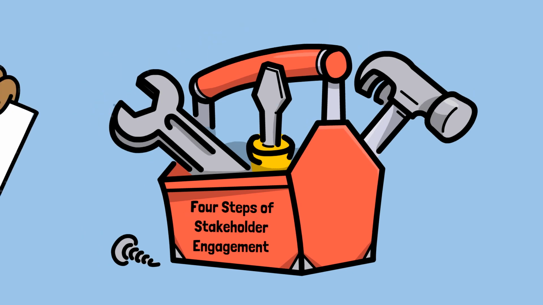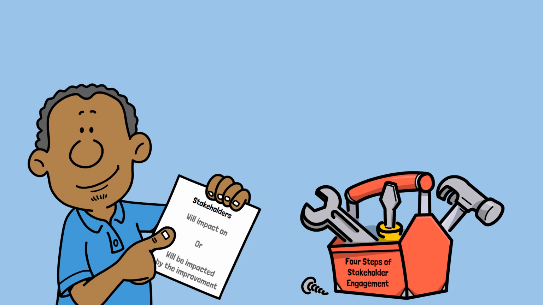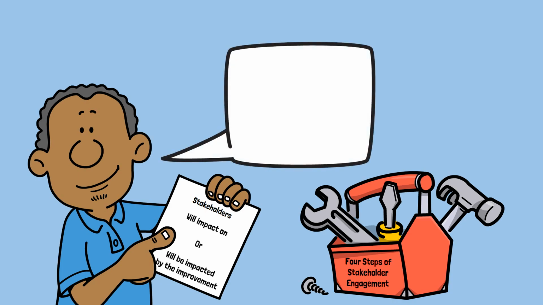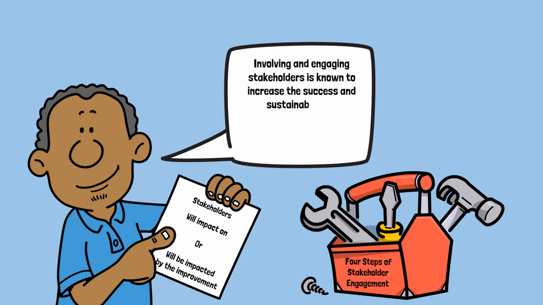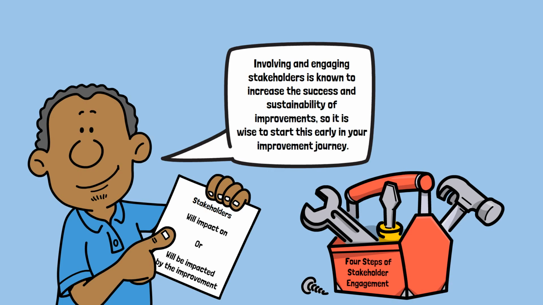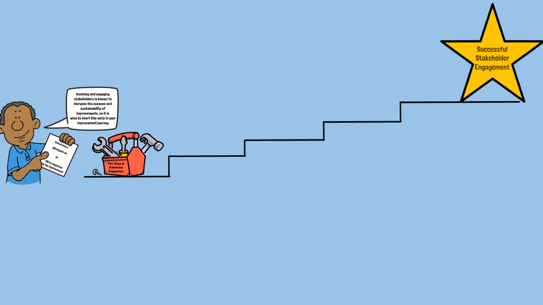What are stakeholders? Stakeholders are people that either impact on or will be impacted by the improvement you seek. Involving and engaging stakeholders is known to increase the success and sustainability of improvements, so it is wise to start this early in your improvement journey. There are 4 steps to successful stakeholder engagement. This video will take you through those 4 steps: identify, prioritize, understand, and engage, with helpful tools, techniques, and considerations you can use.